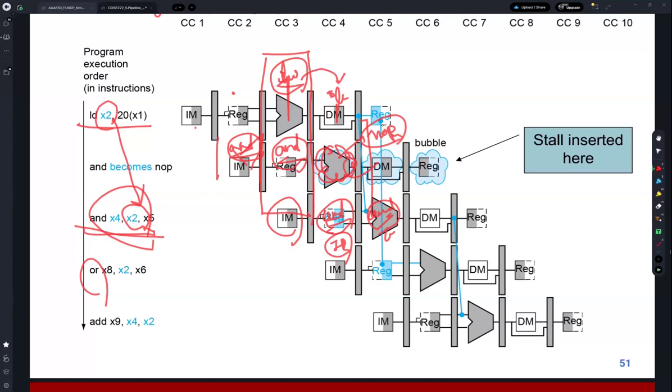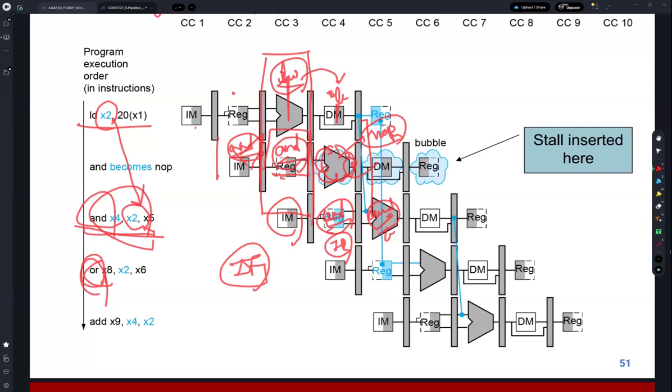So when the AND instruction is actually in the ID stage, the next instruction, the OR instruction, is in the instruction fetch stage, right? So what does that mean? The AND instruction, sorry about that, stays in the ID stage.